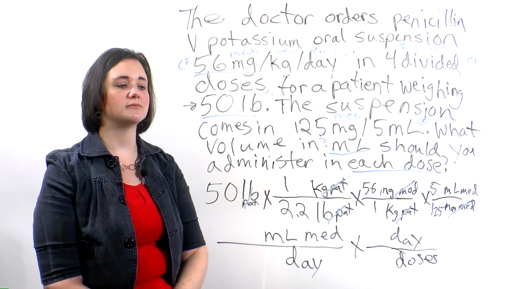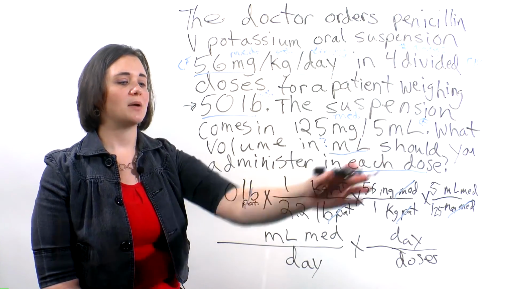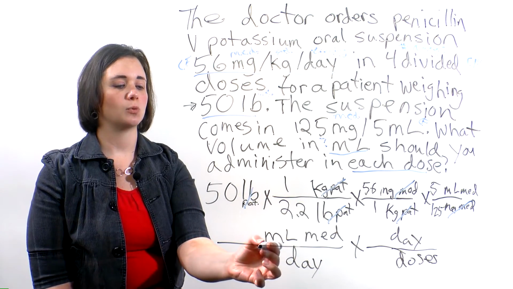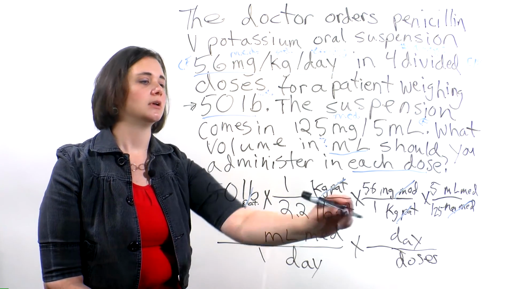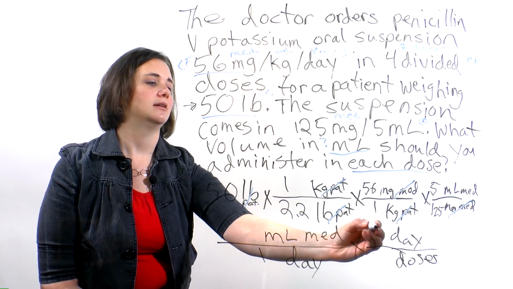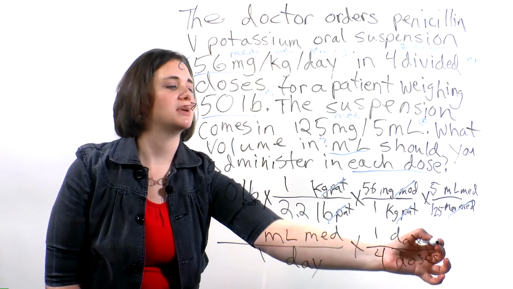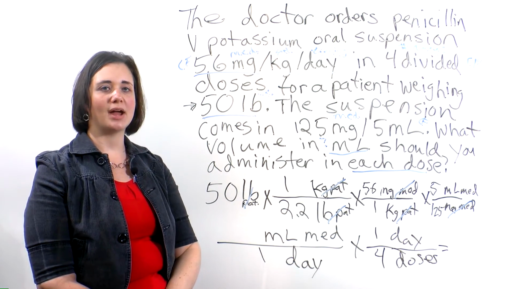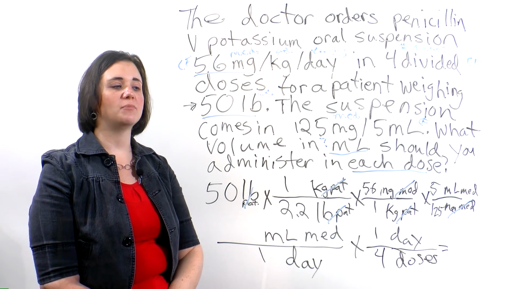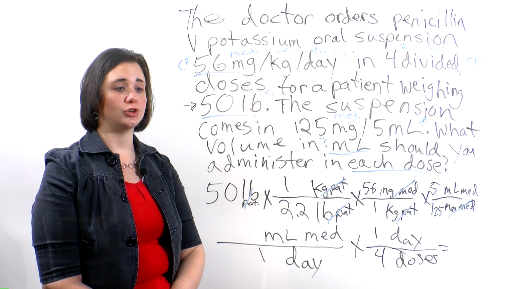So I know I can do this as a conversion factor. Once I have my milliliters, I plug that in here. That's for one day. In one day, I want 4 doses. So whatever I get for my milliliters of medicine, I have to divide that by 4. That will give me the amount per individual dose.